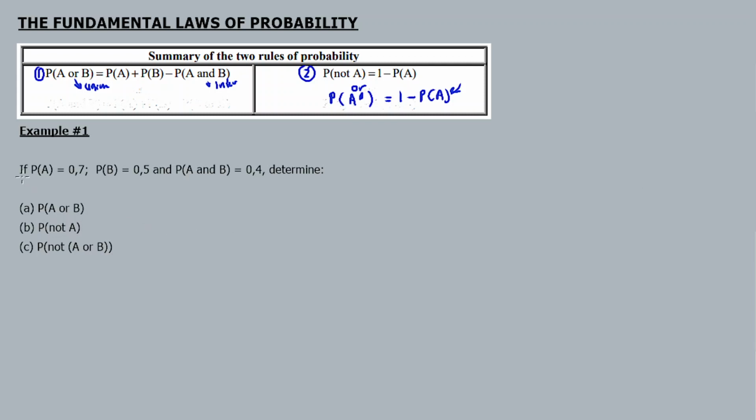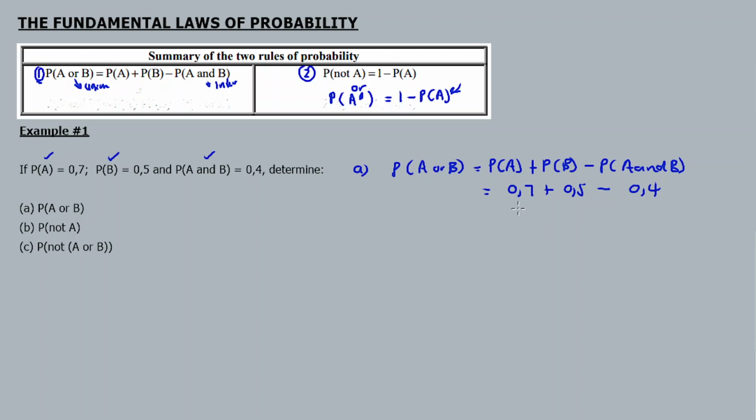So, example 1. If the probability of A is equal to 0.7, the probability of B is equal to 0.5, and the probability of A and B is equal to 0.4, calculate the probability of A or B, right? So we are going to apply rule number 1. The probability of A or B is equal to the probability of A plus the probability of B minus the probability of A and B. I substitute the probability of A 0.7, the probability of B 0.5, minus the probability of A and B 0.4.